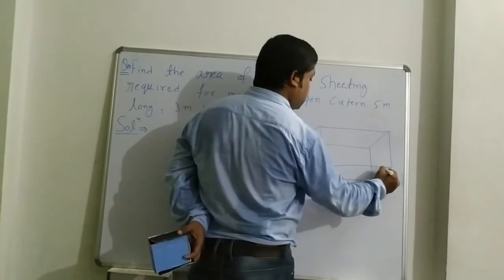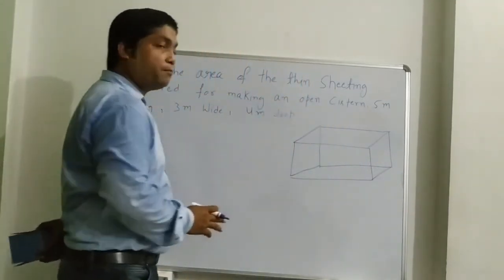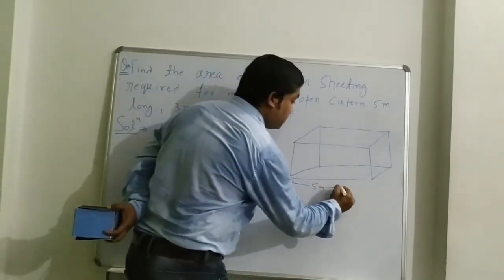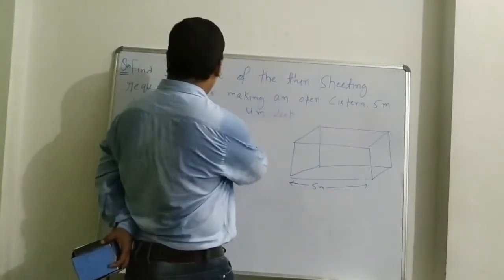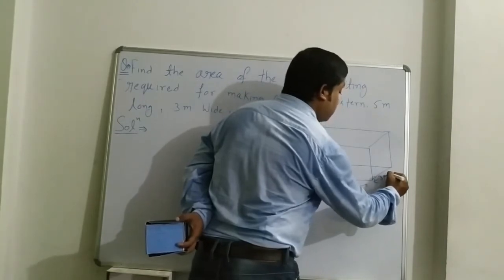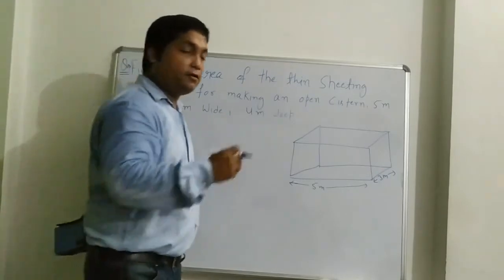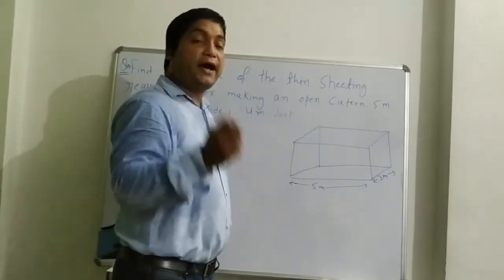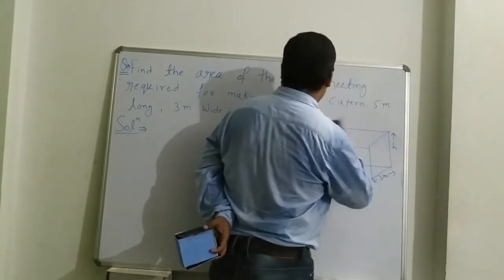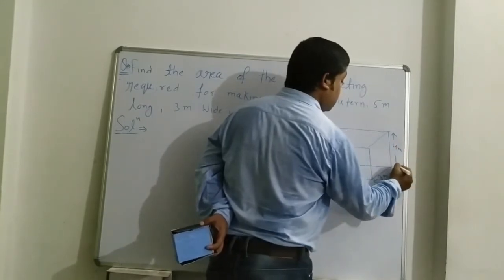According to the question, the cistern is 5 meter long, 3 meter wide, 4 meter deep. It means that the length is 5 meter and the wideness, it means the breadth, is 3 meter. And deep, in this question the deepness, means the height. So this one is the height. The height is equal to 4 meter.